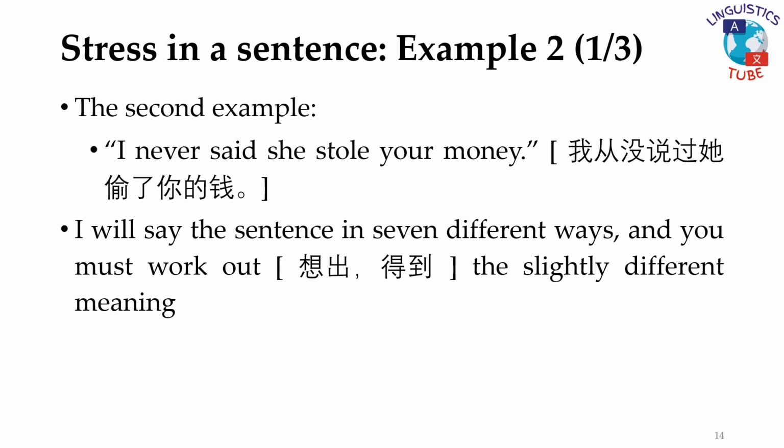I will read the sentence 7 times, and each time the stress will be on a different word. Pause the video to work out the extra layer of meaning that is added each time. Afterwards, I will tell you the meaning. In this sentence, the content words are never, said, stole, money. The function words are I, she, your.